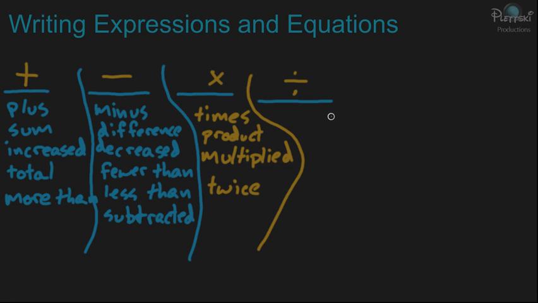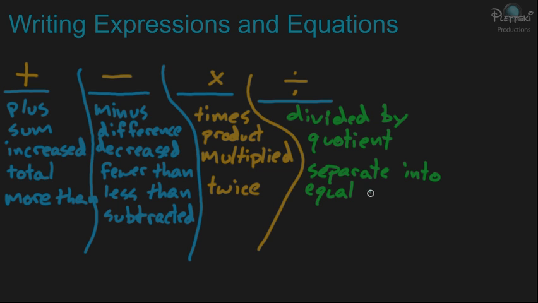And then we have division. You could see divided by. Divided by, that would indicate division. The quotient of. Quotient. Or if someone wants to separate something into equal parts, you could see separate, and I'll just put into equal parts. Okay, so these are all different phrases or words that could indicate the given operation.